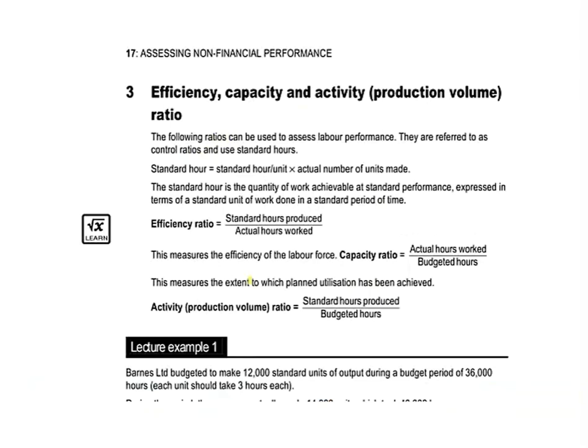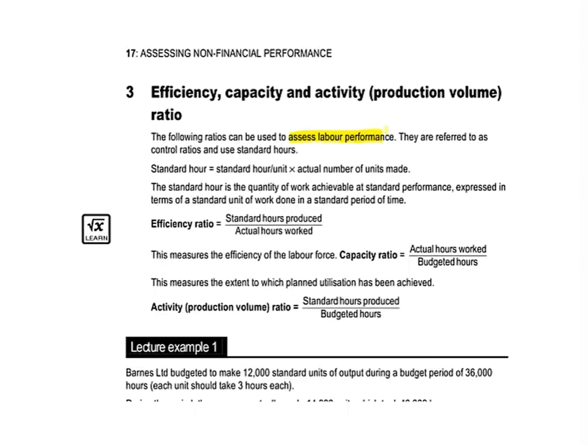Efficiency, capacity and activity ratios have already been used in Chapter 5 to assess labour performance. But they are also worth mentioning here because they're a way of assessing non-financial performance, thinking about what utilisation we're getting out of our business and what use we're making of our workforce.